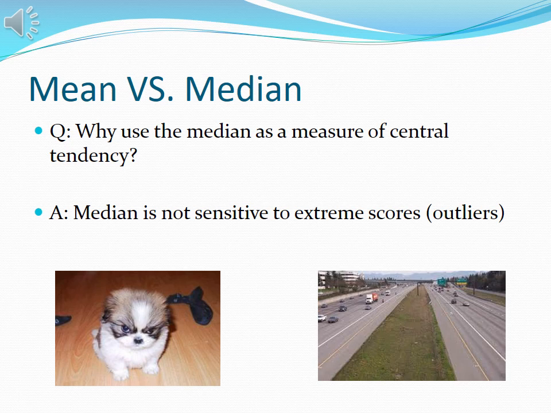It's actually not sensitive to these extreme scores. We're going to use a term called outliers. That's a term I'd love for you to know for the rest of the course. Outliers, at this point, I'll define as an extreme score. That's all you need to know for the moment. We'll get a more precise definition later on in a subsequent chapter.